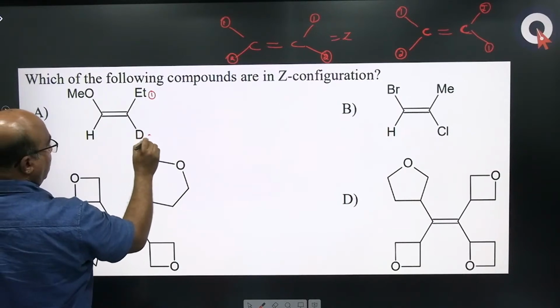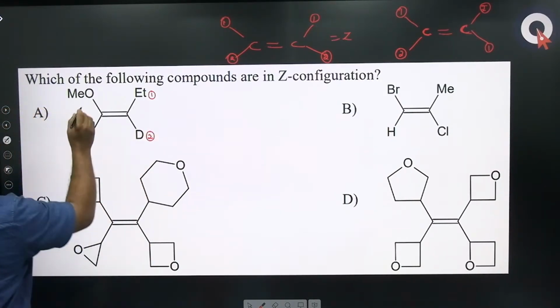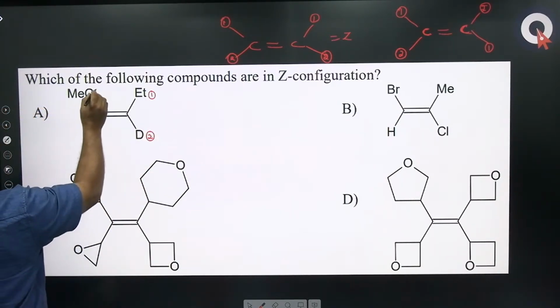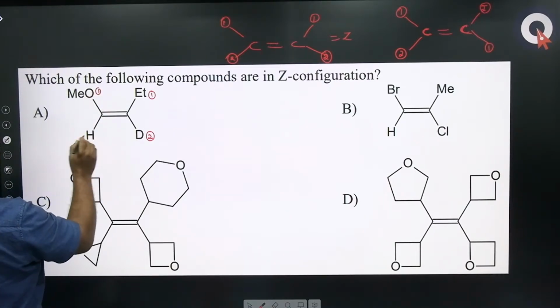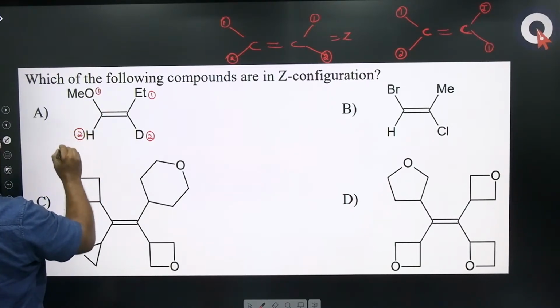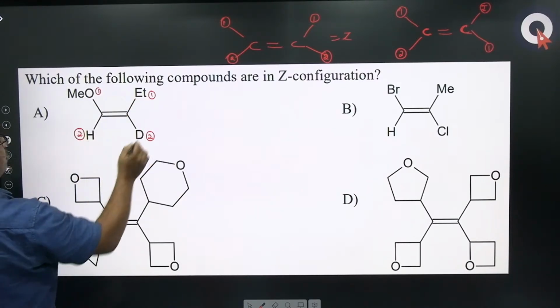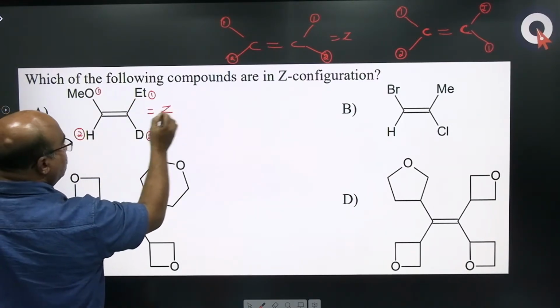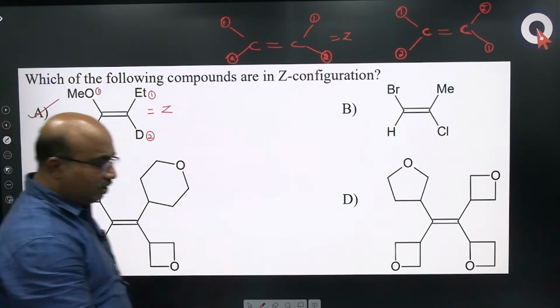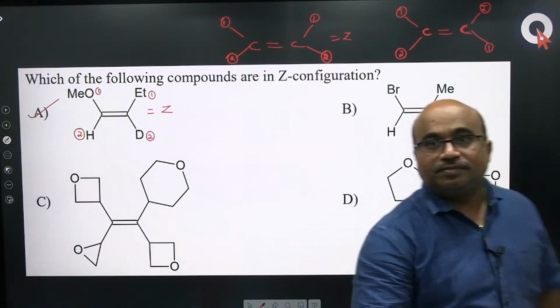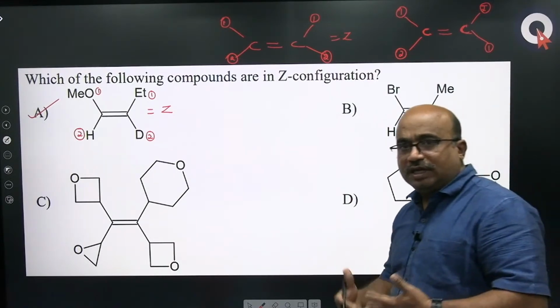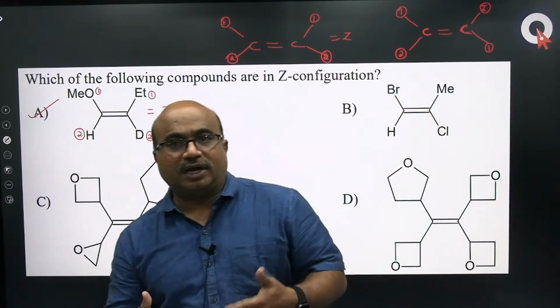This is given the second priority. Here also oxygen is attached, so this is given first priority and this is given second priority. So the first priority groups are on the same side, so it is a Z isomer. This is your answer for it. One of the answers.